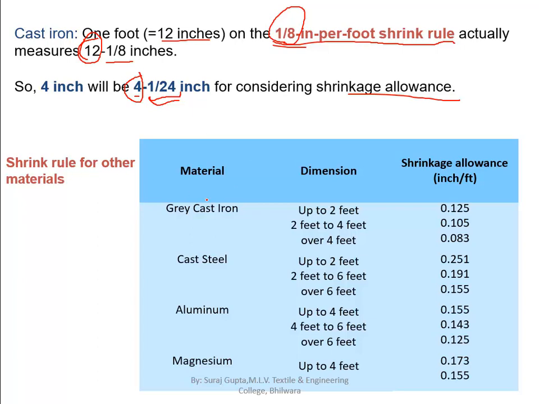The shrink rule for the different materials is given. For gray cast iron, it is given 1.125 for 1 feet. So 1 by 8 is 0.125. Means for 1 feet we require 0.125 inch more for the size of the pattern, and so on for the different materials.